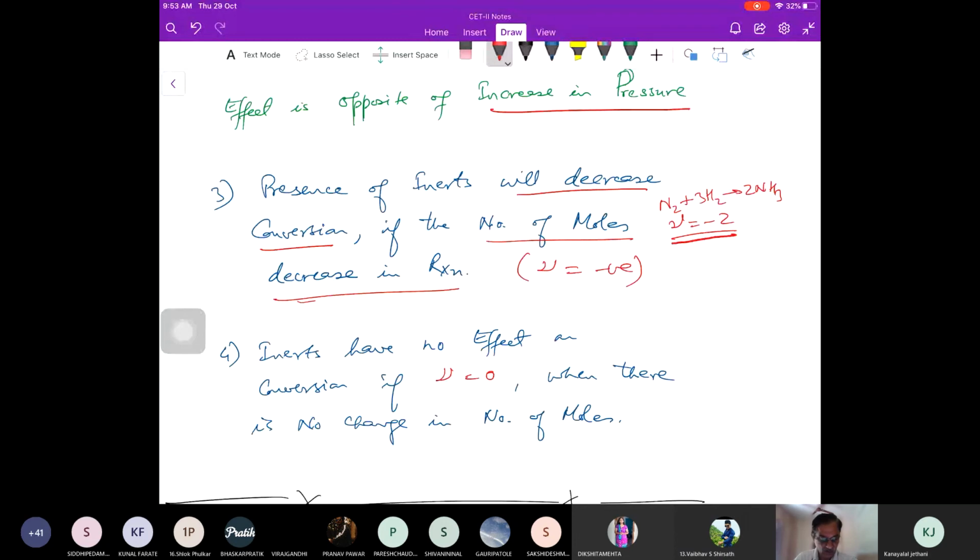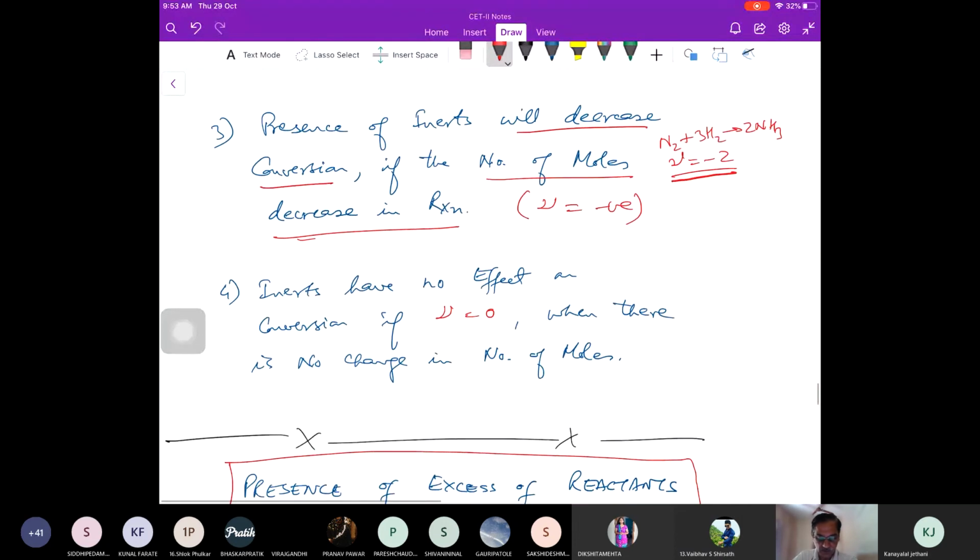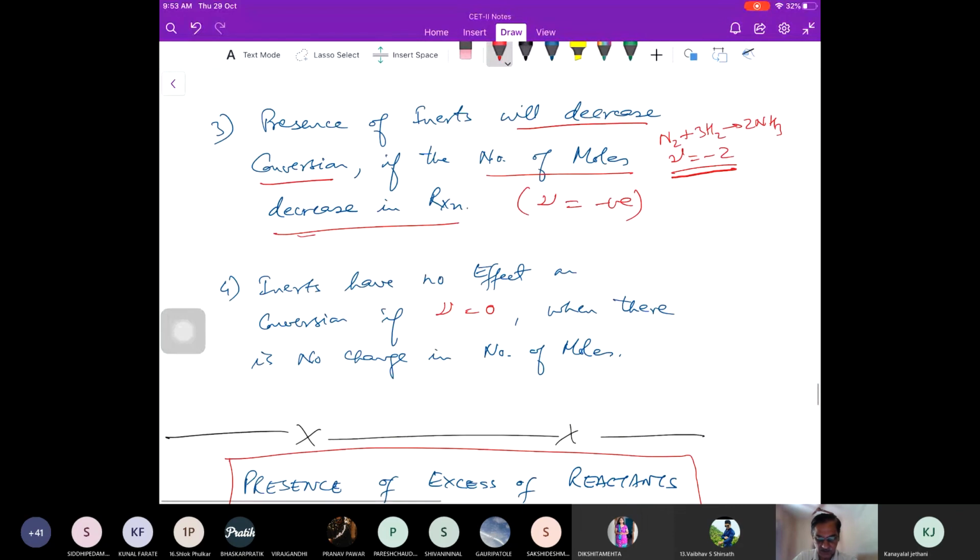Yes, sir. Okay. Inerts will have no effect on conversion if nu is equal to 0. ये पहले भी देखा था हमने, राइट? nu इक्वल टू 0 बोला तो n raised to power of 0 हो जाएगा, तो there is no effect of inerts. ठीक है. Any questions on inerts before we proceed to the next topic? Equation same use करने वाले हैं. We're just going to analyze it in different situations.